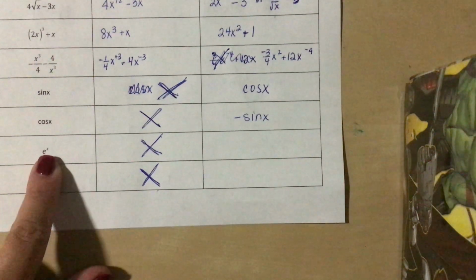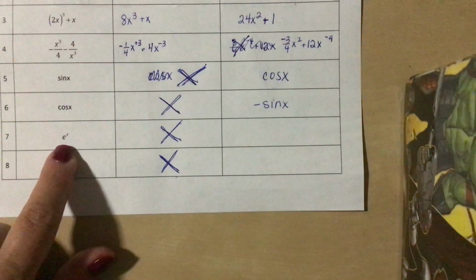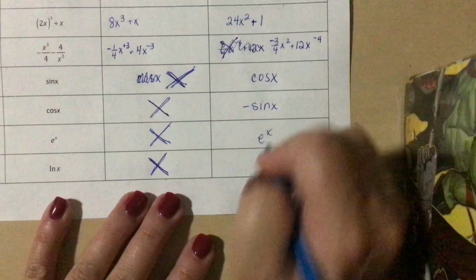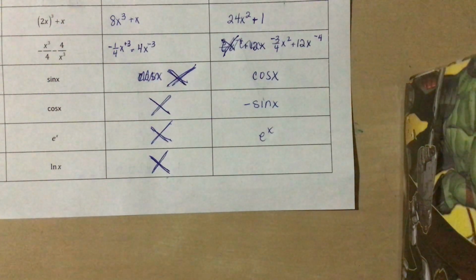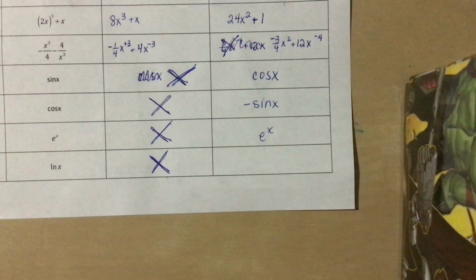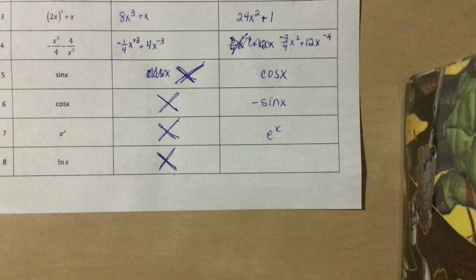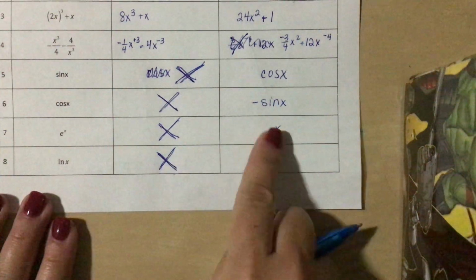Okay, I've got a crazy derivative rule for you here. We throw in e to the x right now, because it is its own derivative. The derivative of e to the x is literally e to the x. Okay, that's kind of an insane fact, but it's true, and we'll study that more closely in chapter 5.